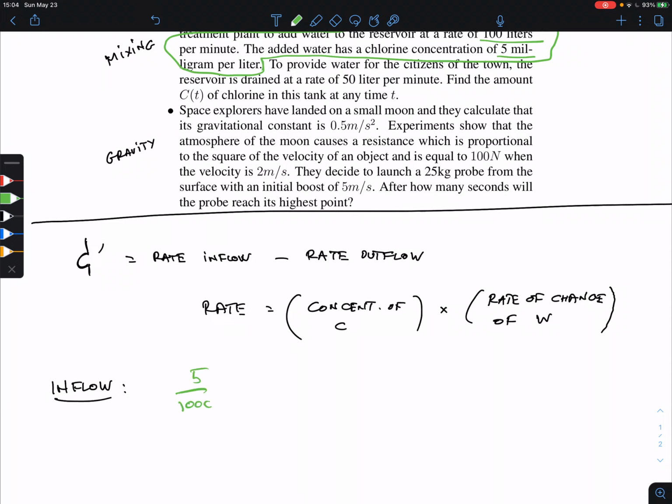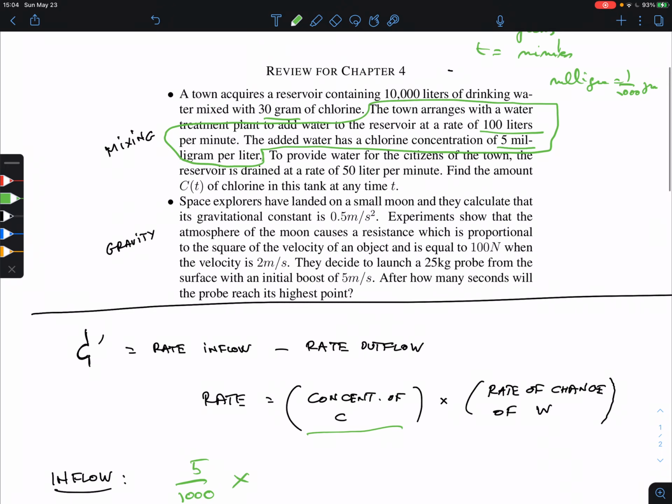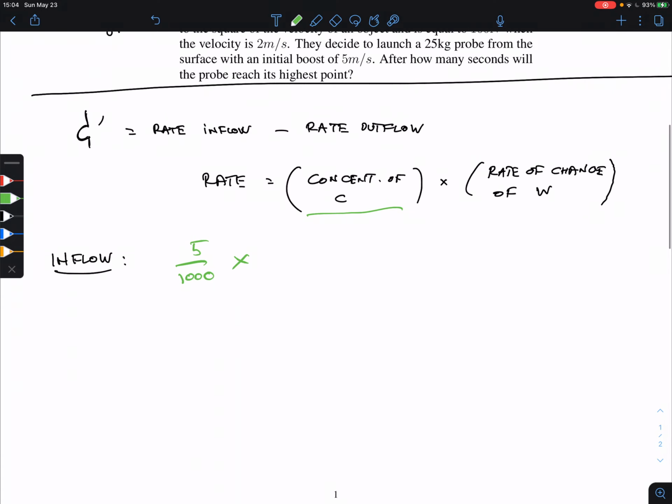It's 5/1000 per liter. So the concentration of chlorine per liter, that's the concentration here, times, what's the rate of change? Well, it's the 100 liters per minute here. Times 100. So if you multiply this we see it's a constant rate of 5/10, which is a half. Okay, that's the inflow. Now, what about the outflow?